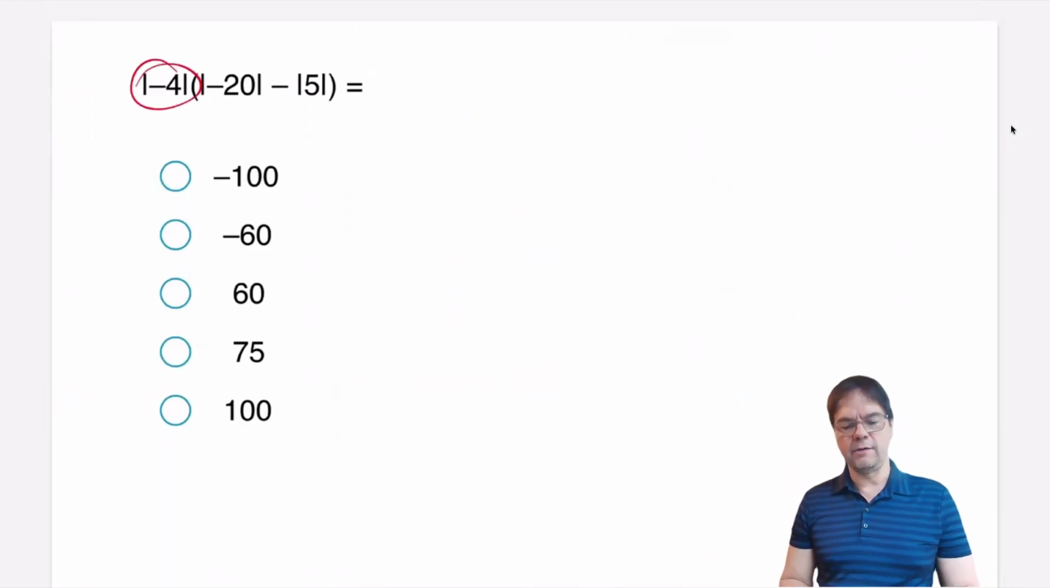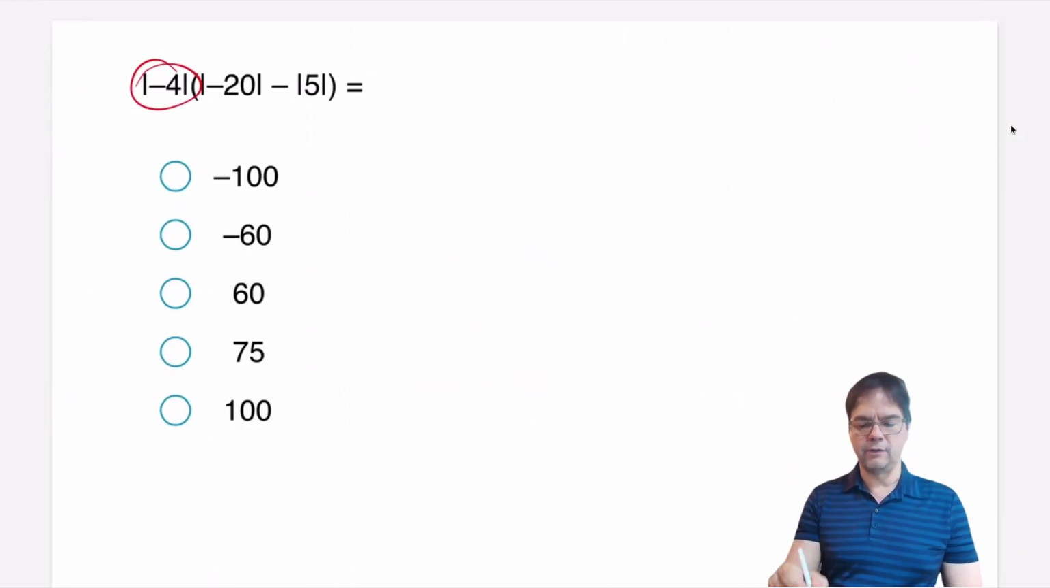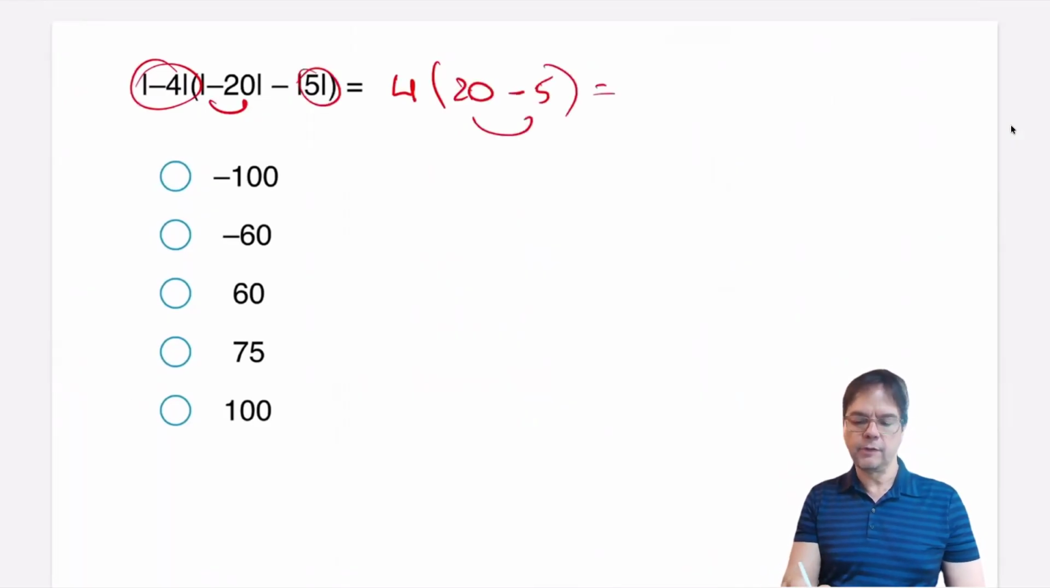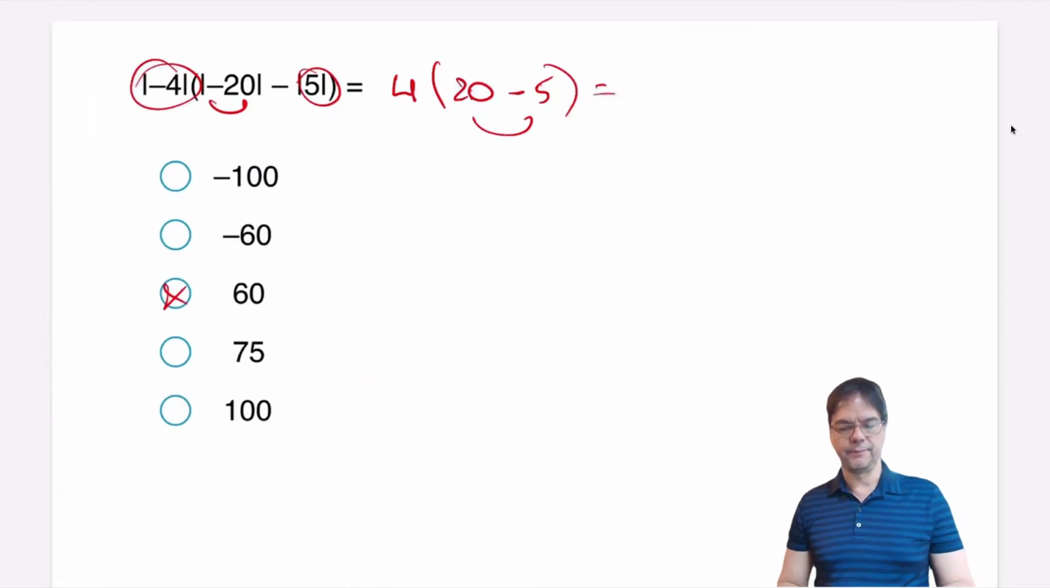Minus the absolute value of minus 4 is 4. Absolute value of minus 20 is 20. Minus the absolute value of 5 is 5. So 15 times 4 is 60.